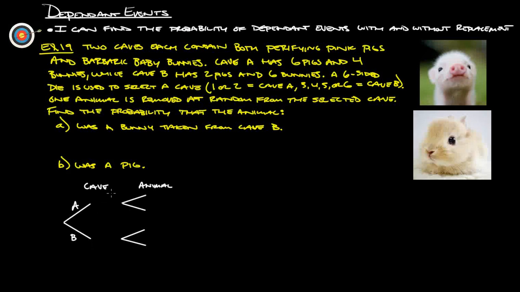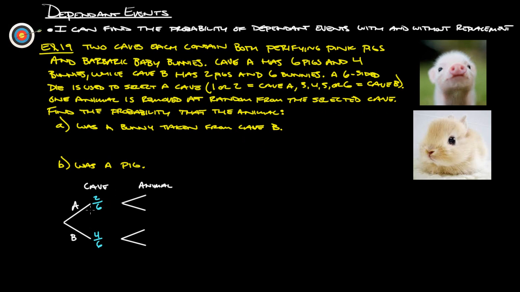We made a tree diagram here to help make this a little bit easier. The first thing we're going to do is choose a cave, so it's going to be either Cave A or Cave B. 1 or 2 is Cave A, so that is 2 of the 6 possibilities. And then 3, 4, 5, or 6, the other 4 out of the 6 possibilities, would be Cave B.